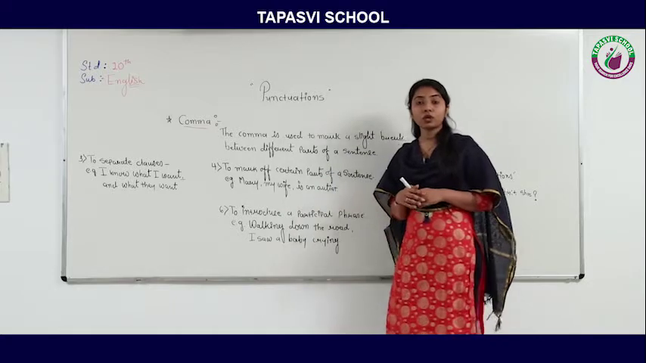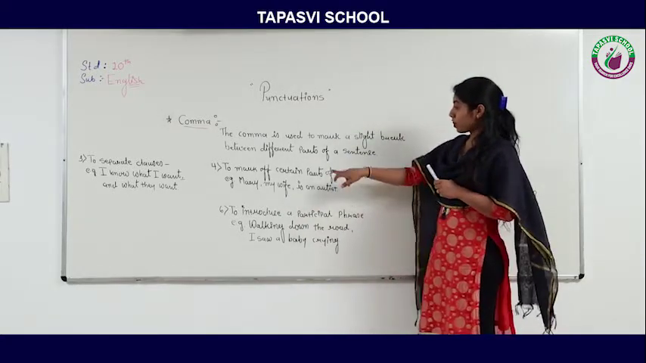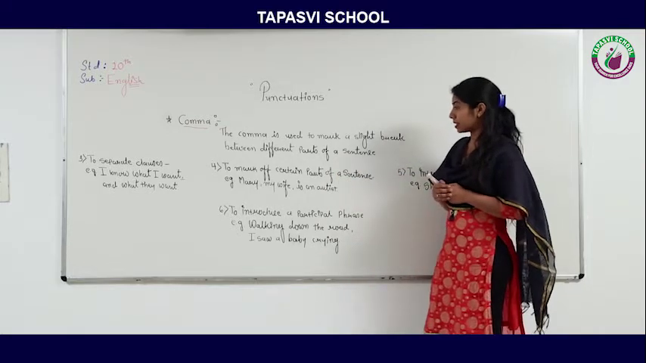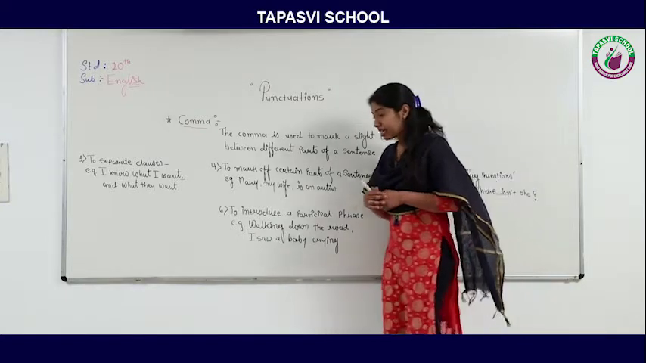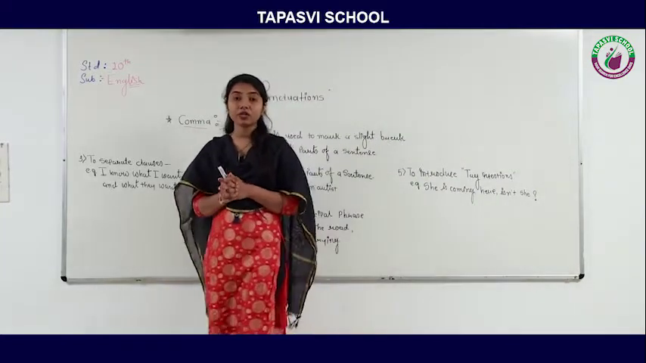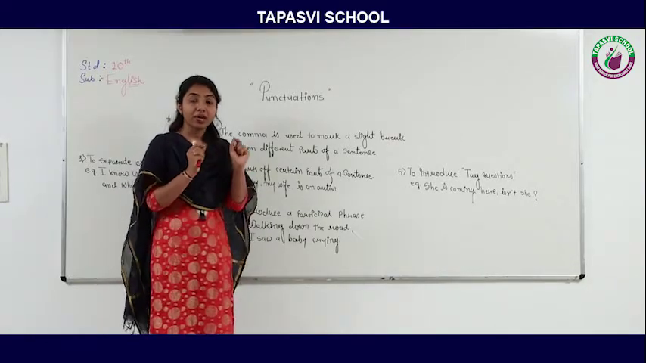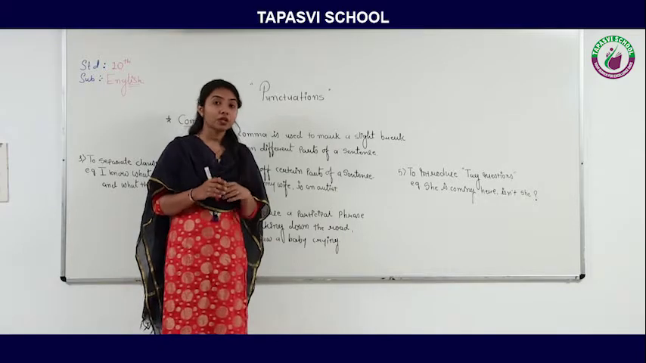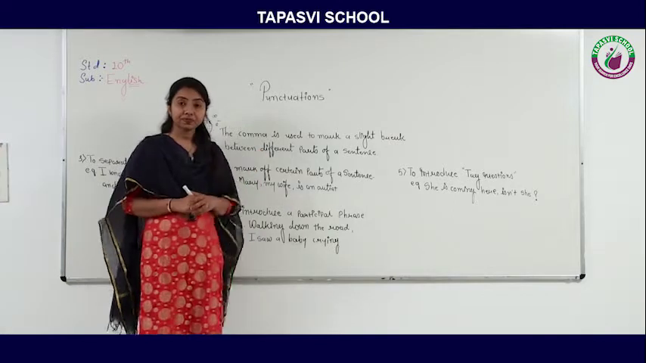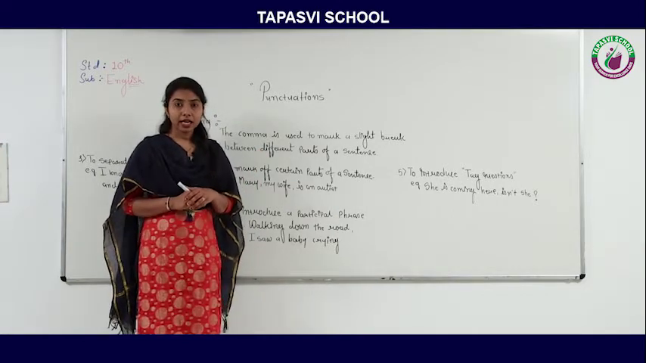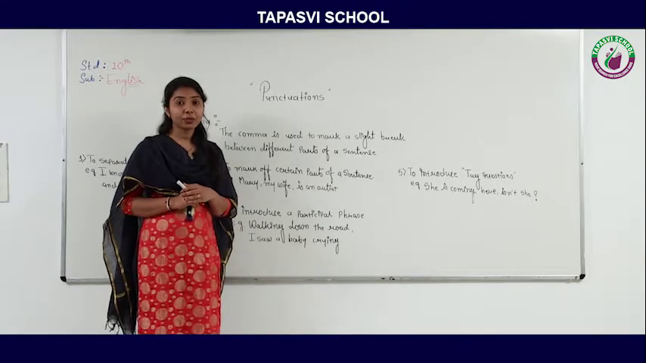Now let's go for use number 4. To mark off a certain part of a sentence: Mary, my wife, is an artist. Generally we use these kinds of sentences in our day-to-day life. Whenever we want to mark off a particular person or particular thing, at that time we use commas. If I want to say that Rahul, my brother, is a good man.